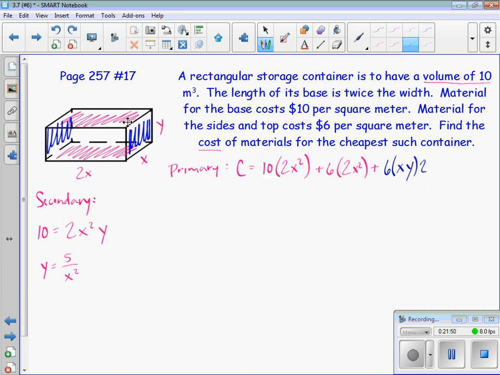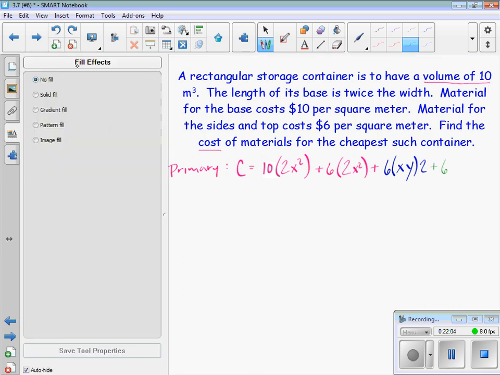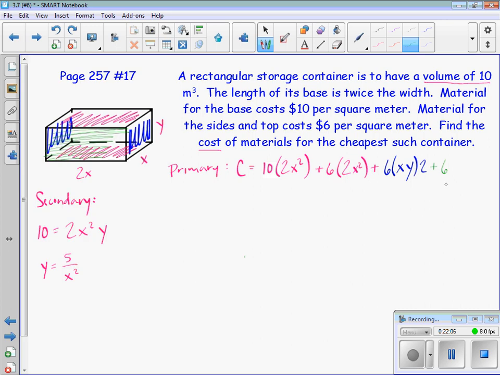Okay, and then the front and the back. Okay, the front, the area here is what? 2x times y, and the cost is 6. That one's way too thin. Whatever. Okay, so we've got $6 for the 2xy, and then how many of those do I have? I have the front and I have the back, right?